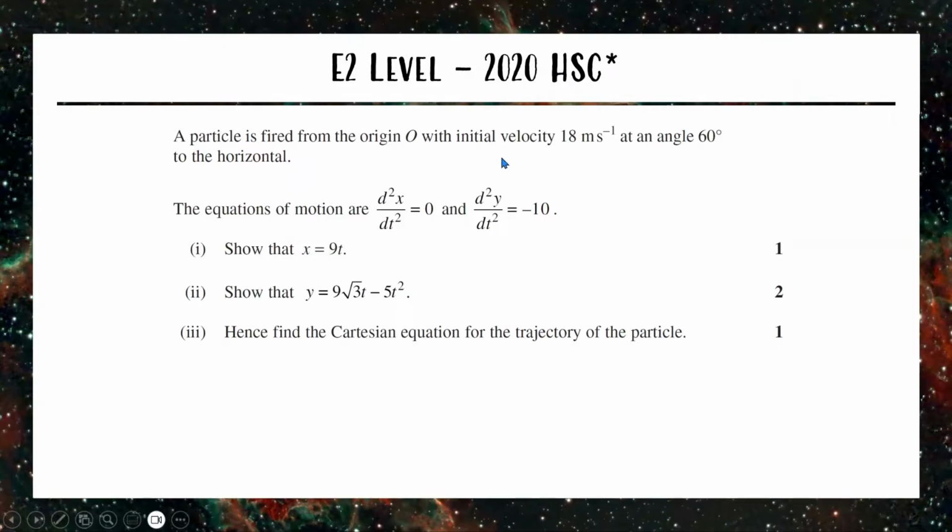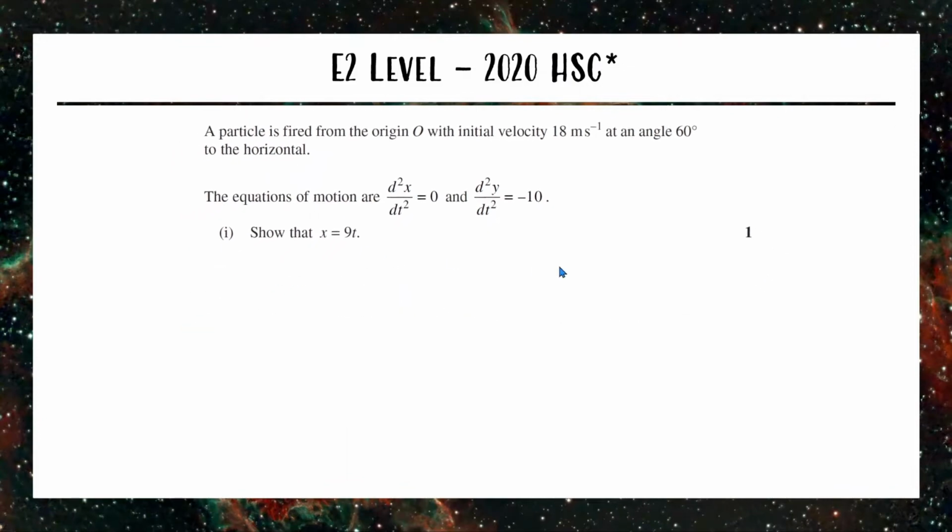We have a particle fired from the origin, initial velocity 18 meters per second, 60-degree angle to the horizontal. Equations of motion are the horizontal acceleration is nothing and the vertical acceleration is gravity, which is approximated to -10. Starting off with show that the x displacement is equal to 9t. All right, so that's where we're going to begin.